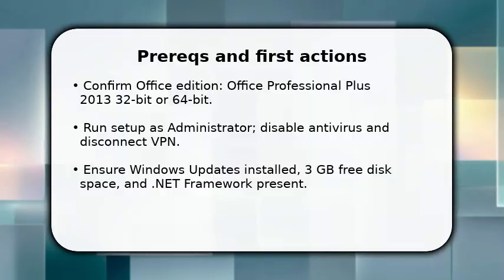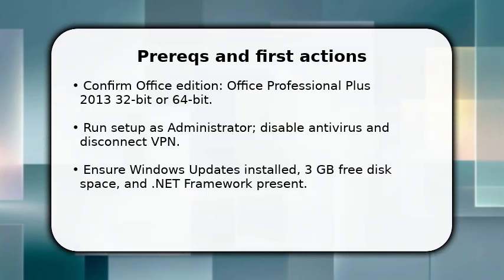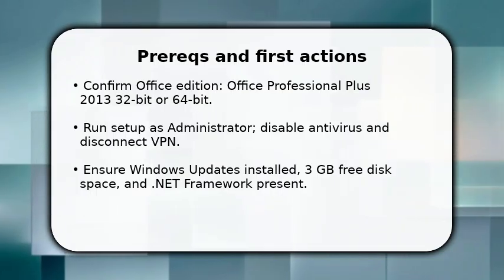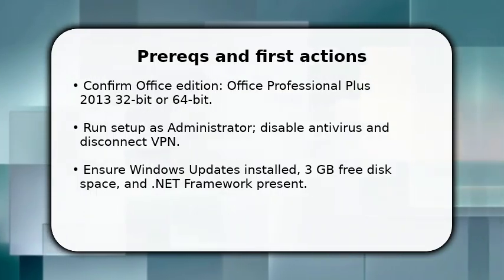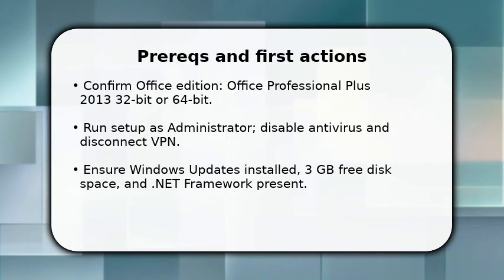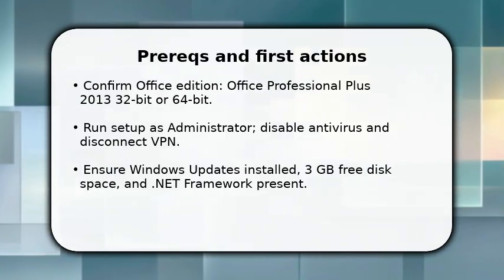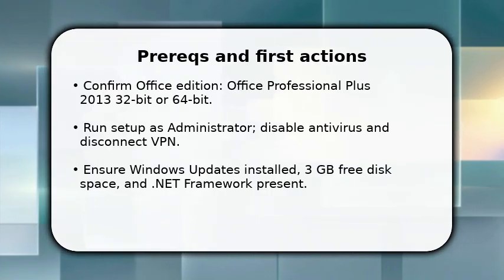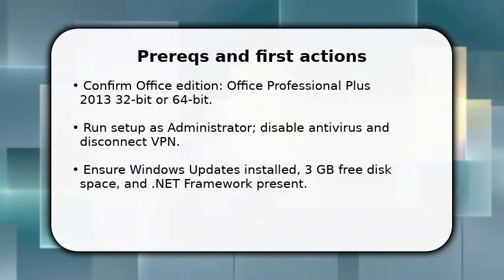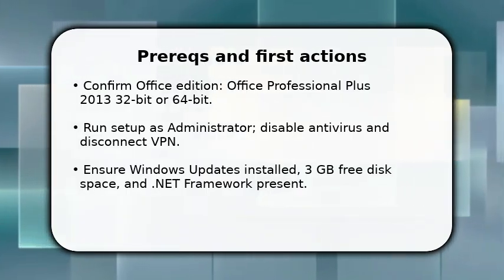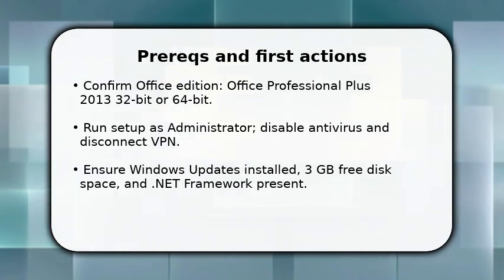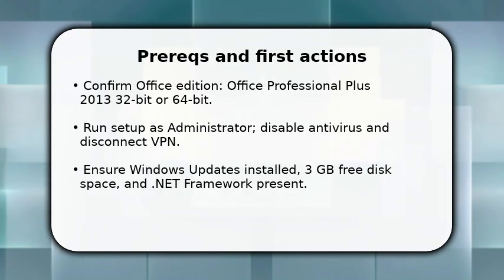Please enjoy the video. You start by preparing the PC so setup can run cleanly. First, verify whether you're installing the 32-bit or 64-bit Office Professional Plus 2013. This matters for compatibility. Once done, run the installer as administrator and temporarily disable antivirus and VPN to avoid interference. Make sure Windows Update has applied recent patches and confirm .NET Framework is enabled. These steps remove common blockers, so the installer can access required files and services without being blocked by security or missing components.